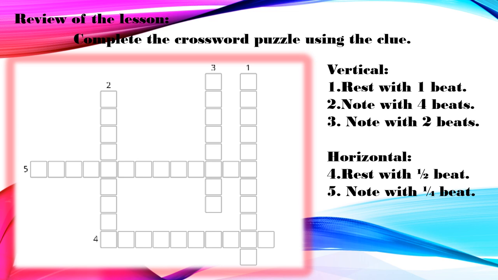Review of the lesson. Complete the crossword puzzle using the clue. Vertical, number 1: rest with one beat. The answer is quarter rest. Very good. Next, number 2: note with four beats. The answer is whole note.